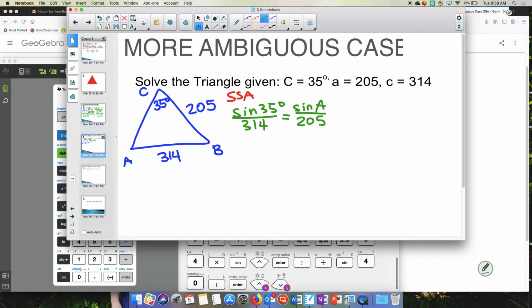Okay, so remember we are going to need to multiply that 205 over, but that's what the sine of A equals. And if we're looking for the angle, then in our calculator we would need to punch an inverse sine of whatever we have on the other side. So go ahead and do that for me. Please type in the ratio, multiply the 205 over, and then take the inverse sine of that.